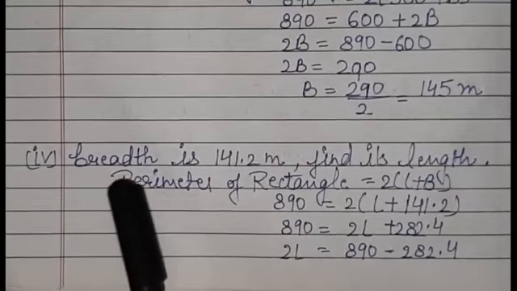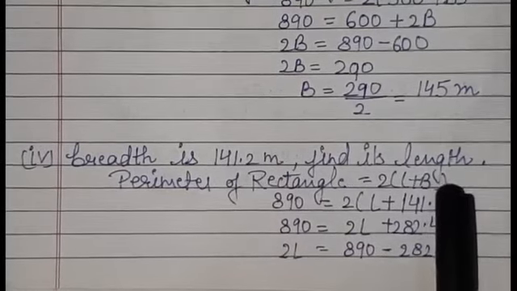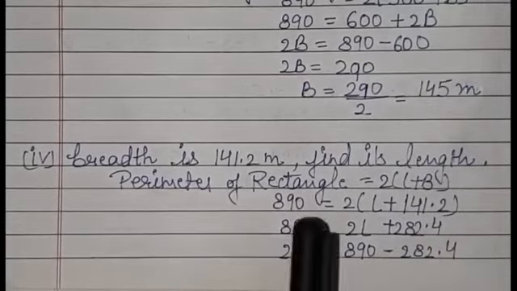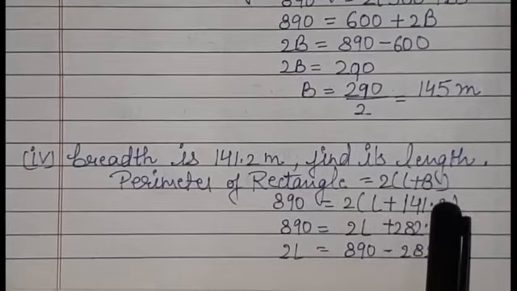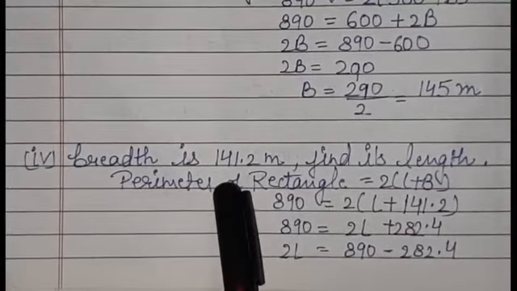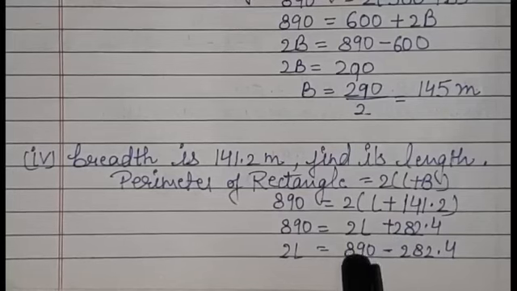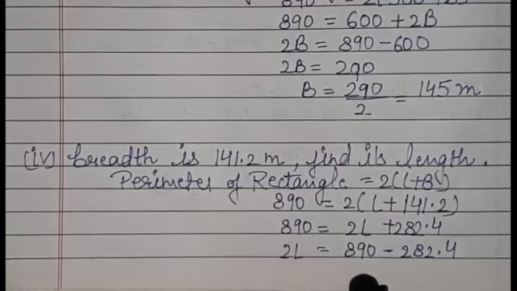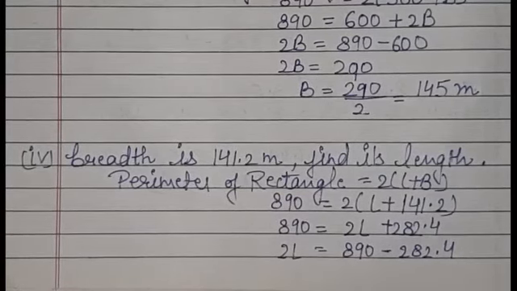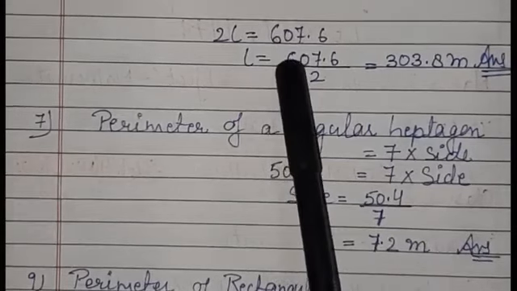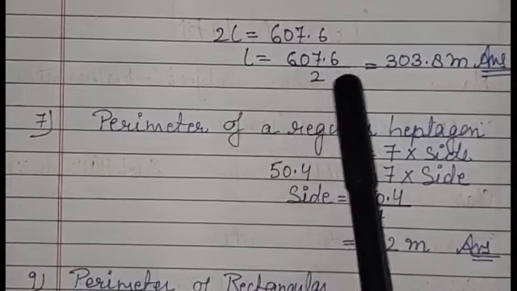Similarly, the fourth part, here breadth is given 141.2 meter and we have to calculate its length. Perimeter is same, that is 890, right? So we know that perimeter of rectangle is equal to 2(L plus B). Put the value, that is breadth is 141.2 meter. When we calculate, it will come 2L is equal to 890 minus 282.4. When we subtract, it will come 607.6, right?